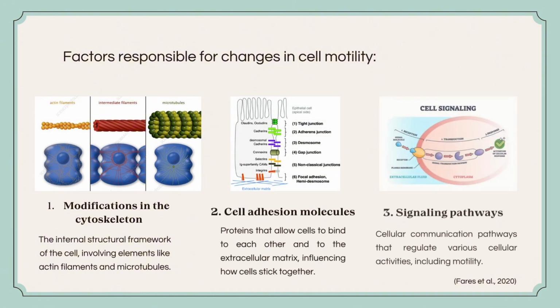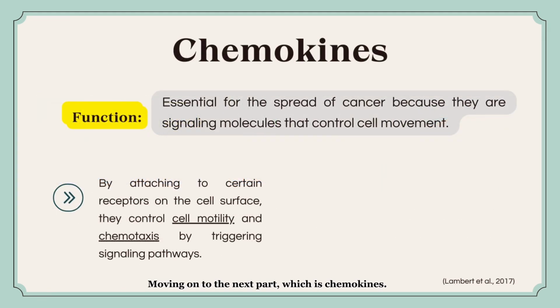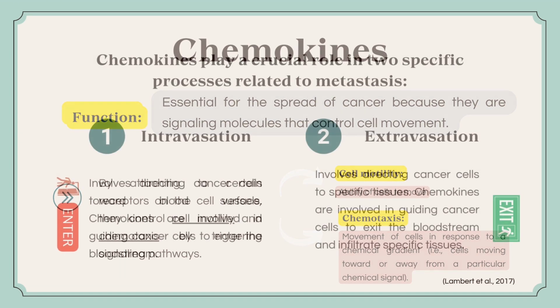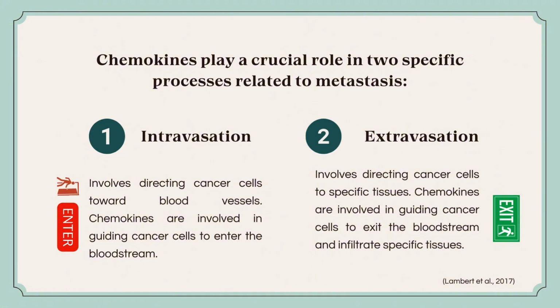There are several factors responsible for changes in cell motility, such as modifications in the cytoskeleton, cell adhesion molecules, and signaling pathways. Moving on to the next part, which is chemokines. Chemokines are a type of signaling protein that cells use to communicate with each other. By attaching to certain receptors on the cell surface, they control cell motility, the ability of cells to move, and chemotaxis, movement of cells in response to a chemical gradient, by triggering signaling pathways. Chemokines play a crucial role in two specific processes related to metastasis, which are intravasation and extravasation.